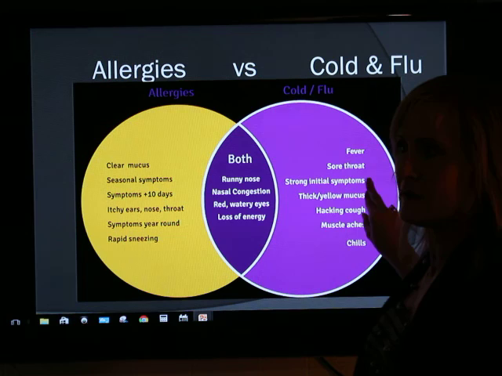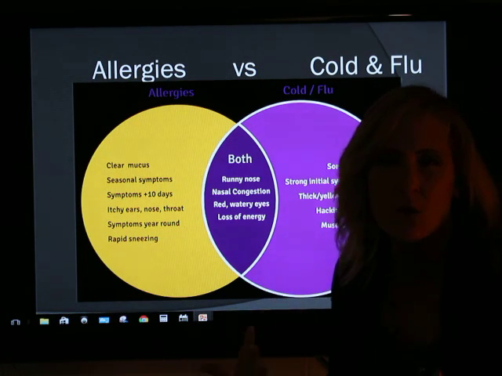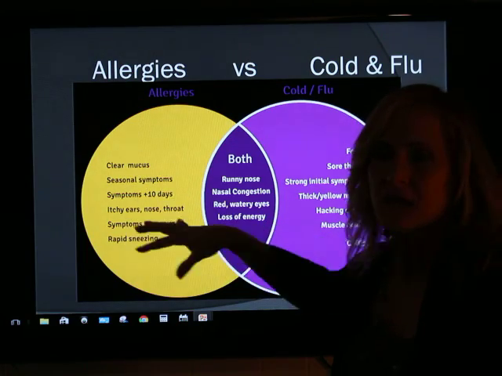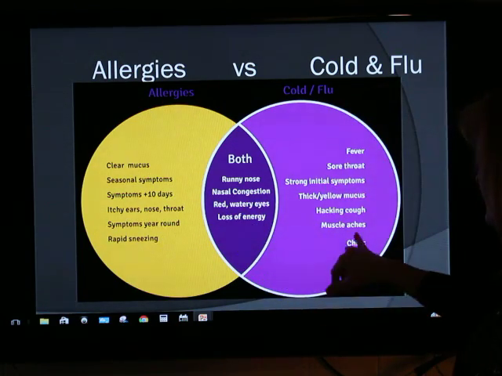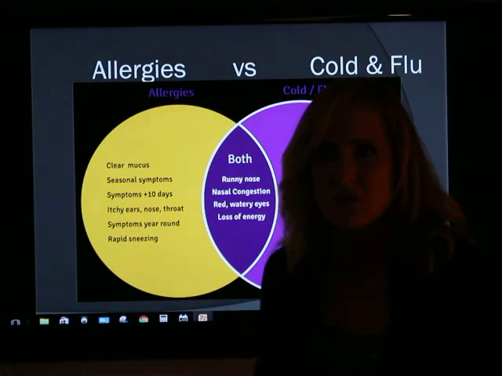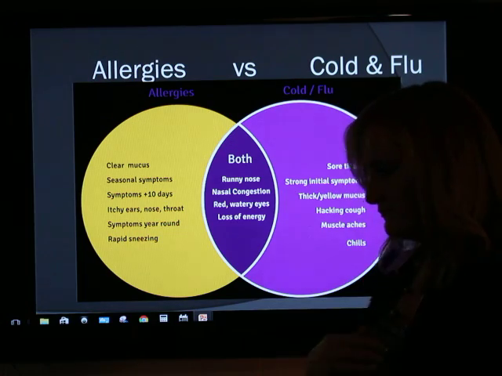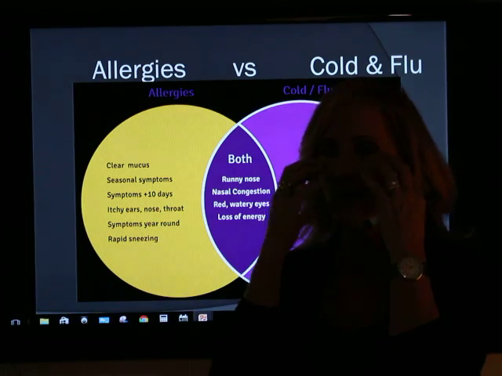Cold and flu really has a sudden onset, and a thick, yellowy mucus. You're not going to get the thick yellowy mucus with an allergy because again, there's no infection. Muscle aches and chills, you're not going to get that with an allergy. You're not going to feel general malaise and yuckiness with an allergy. You are going to have a lot of itching.